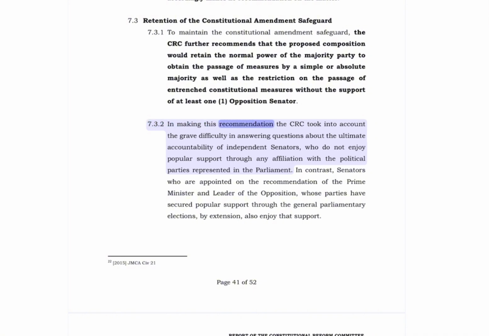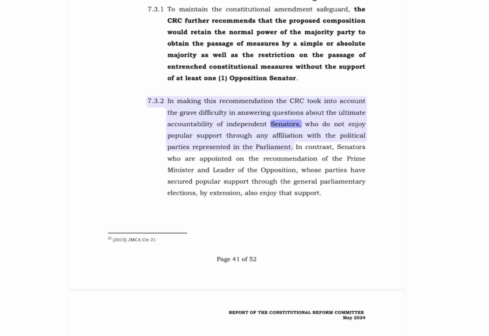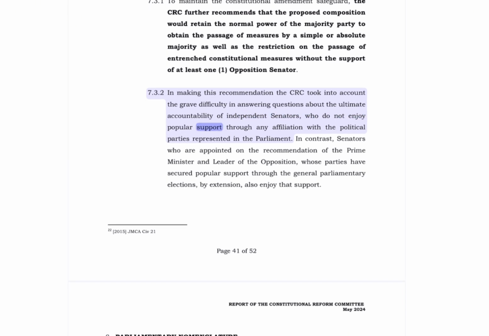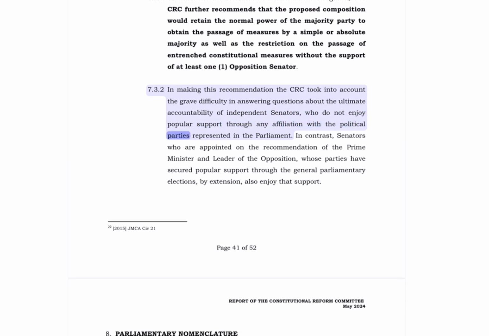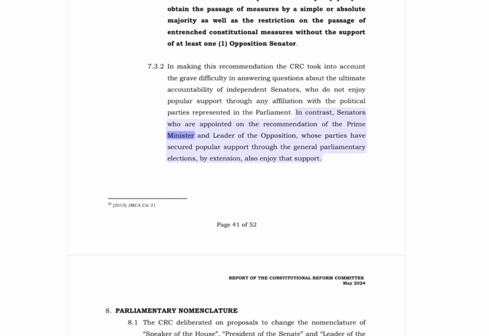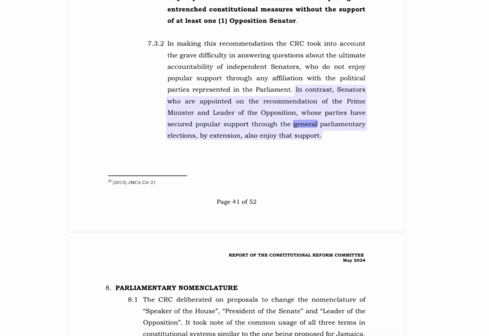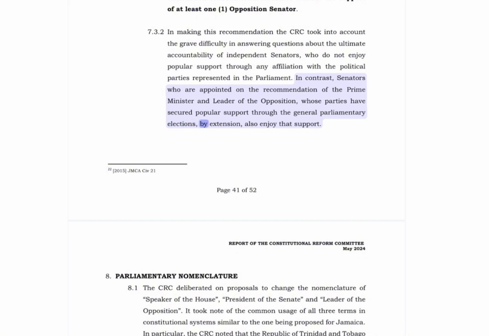7.3.2 In making this recommendation, the CRC took into account the grave difficulty in answering questions about the ultimate accountability of independent senators who do not enjoy popular support through any affiliation with the political parties represented in the Parliament. In contrast, senators who are appointed on the recommendation of the Prime Minister and Leader of the Opposition, whose parties have secured popular support through the general parliamentary elections, by extension, also enjoy that support.